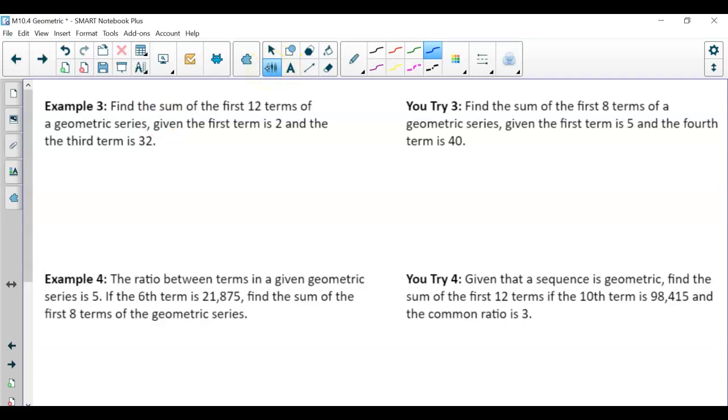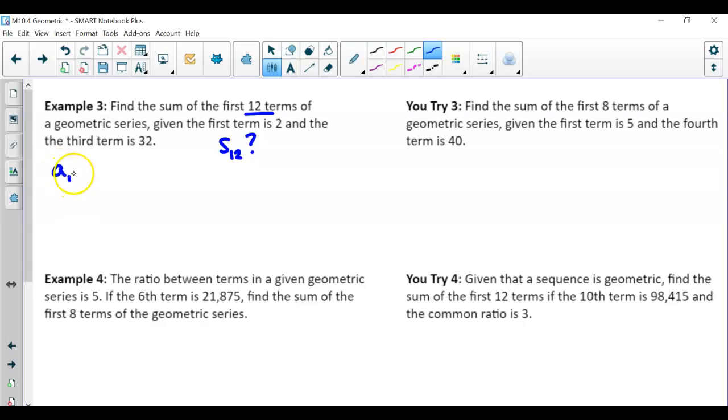So now in example 3, we are again finding the sum, but a little different. We're finding the sum of the first 12 terms. So again, we're looking for S sub 12, in a geometric sequence, given the first term is 2 and the third term is 32. So notice, a little different.